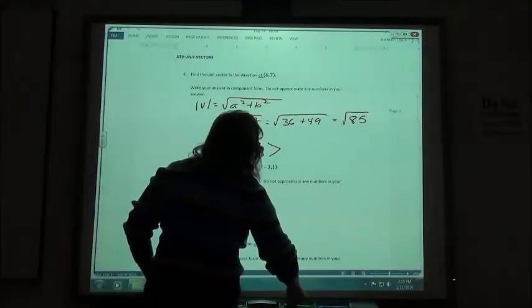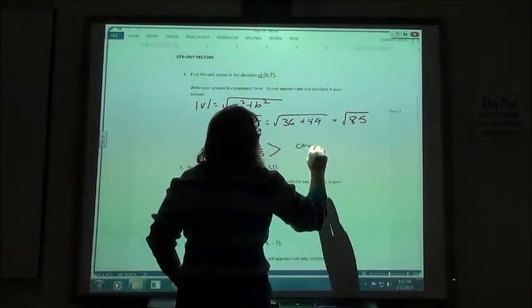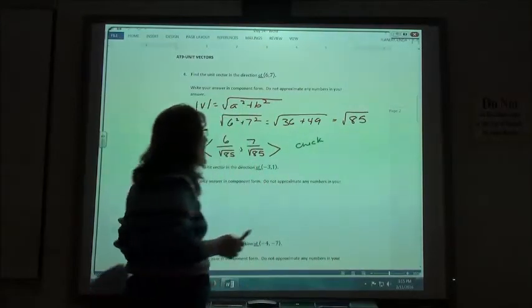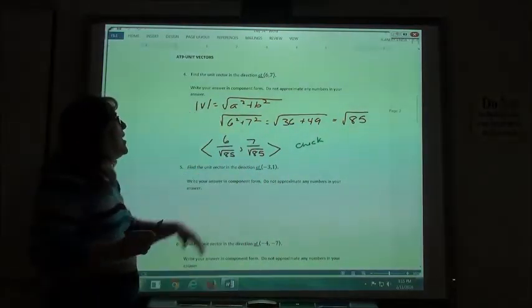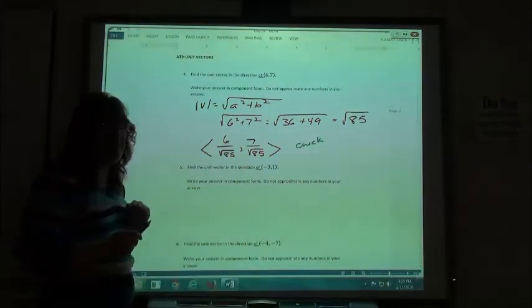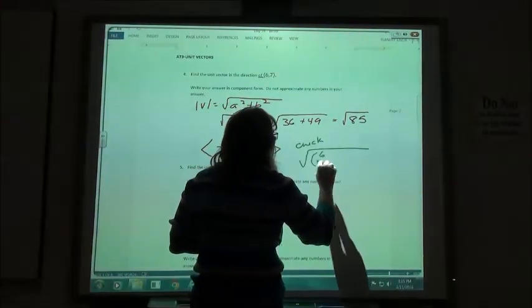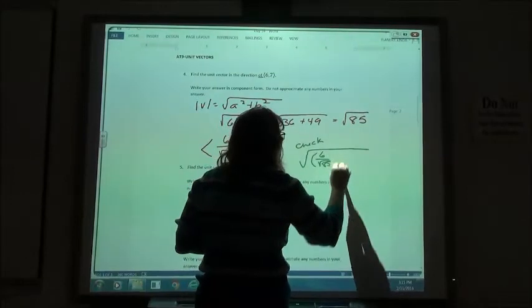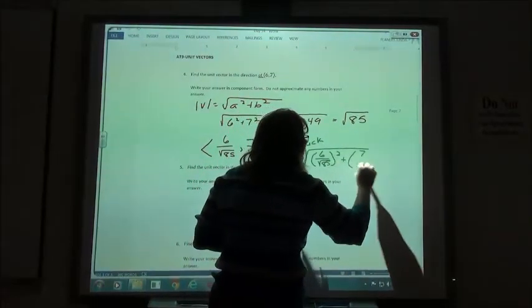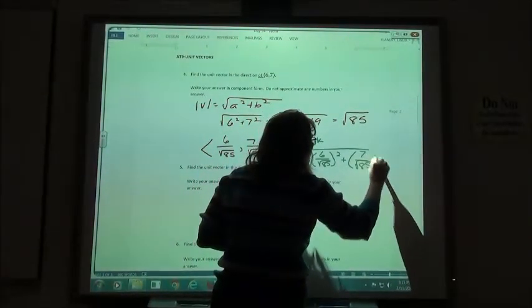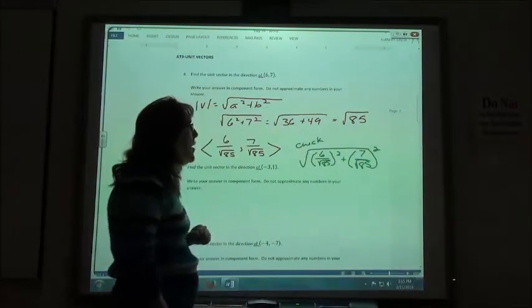Just checking that out, we said that if it is a true unit vector, the magnitude of our vector would be equal to 1. So I would say, okay, if I did 6 over the square root of 85 squared plus 7 over the square root of 85 squared, I should get an answer of 1.